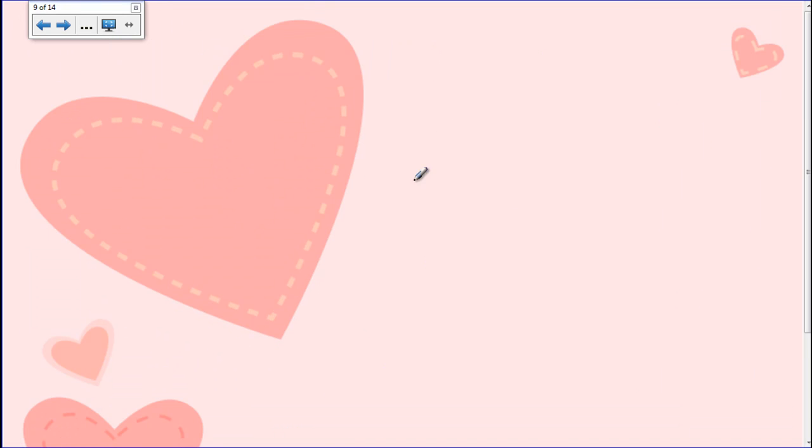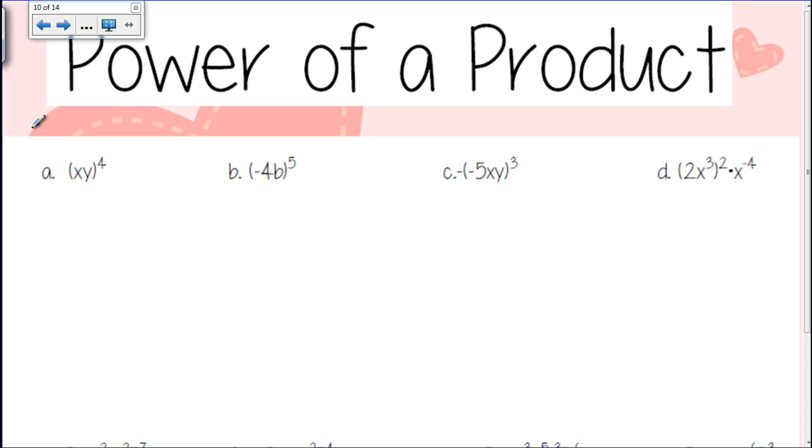Talk about our last rule that has to do with the multiplication, and it's called power of a product.